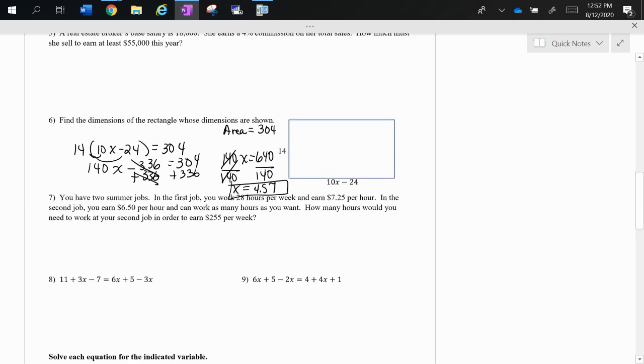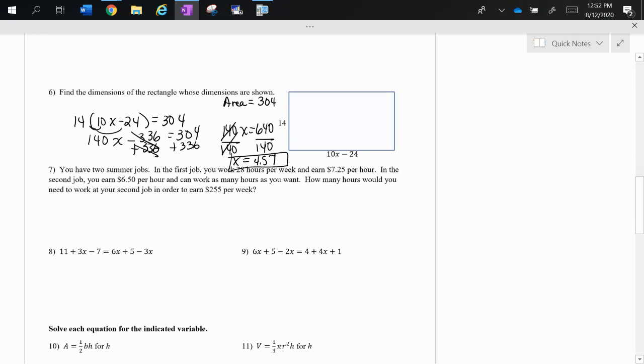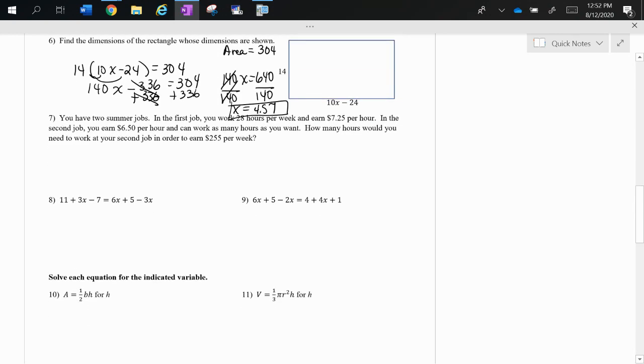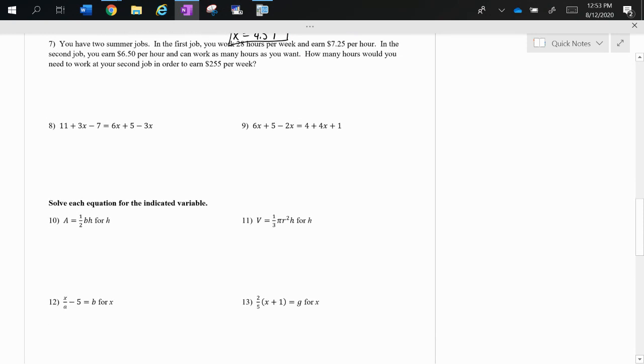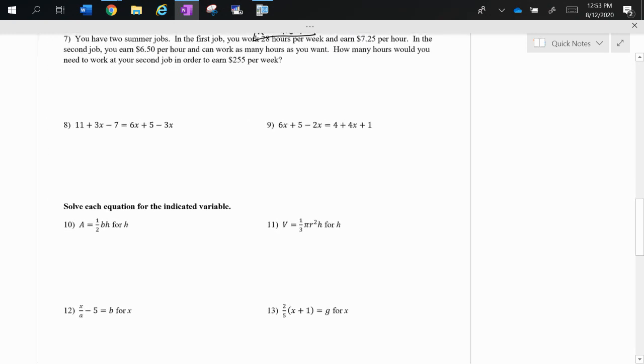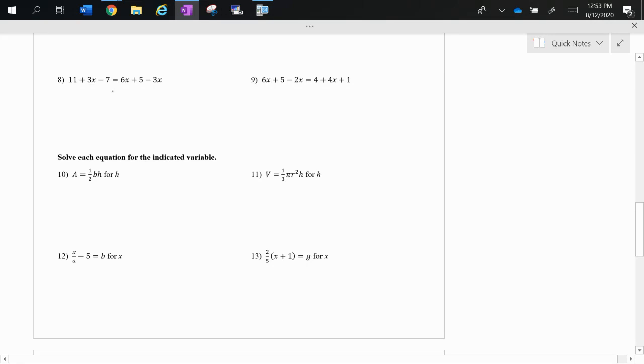Okay, so now I'm going to skip 7, and I'm going to keep doing the evens, and go to number 8. Number 8 looks like we have some like terms to combine. I see 11 minus 7 on the left side, so I'm going to write that as a 4. And on the right side, I see 6x minus 3x, which I know is 3x. Okay, and then I still have variables on both sides. So I'm going to subtract 3x from both sides to combine those like terms.